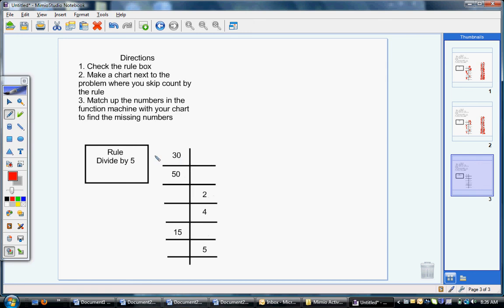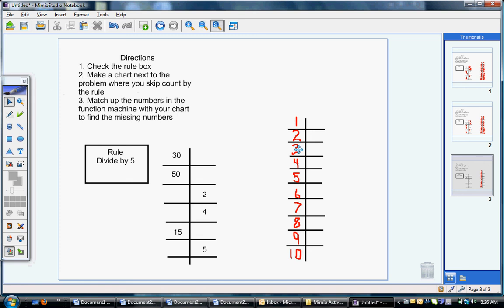Because if I take 30 and divide it into 5 piles, what's inside each one of those piles is going to be a lot less than 30. So now I'm going to still make that same skip counting chart. I numbered 1 through 10, and I'm going to count by 5 still. So 5, 10, 15. You can see how easy it is when it's an easy thing to count by.